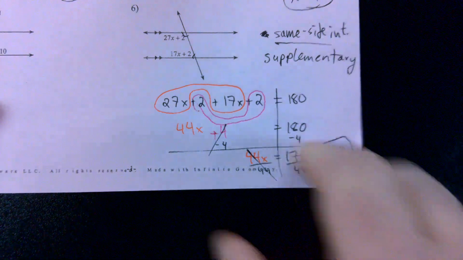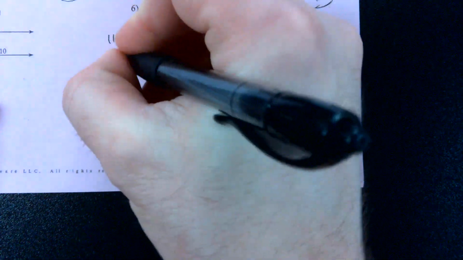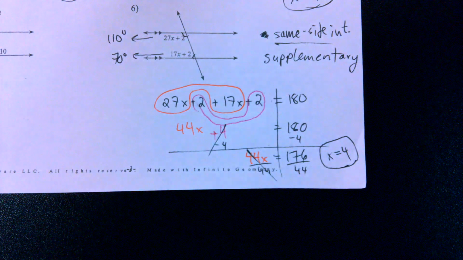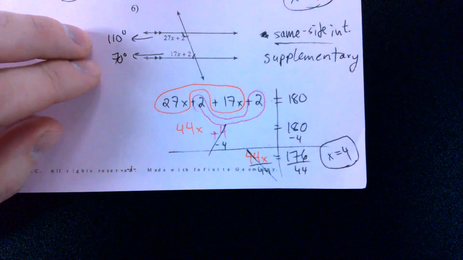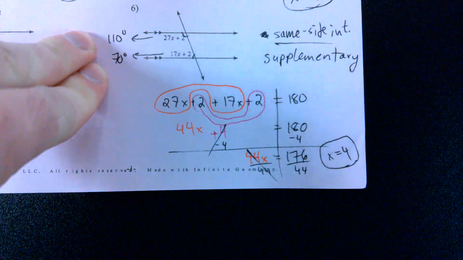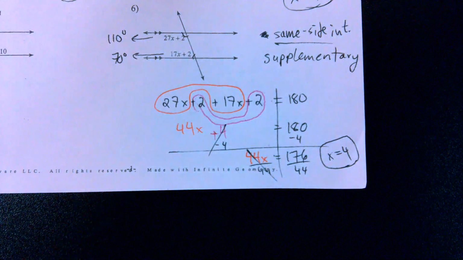If we were to plug x equals 4 into both of these expressions, this top one would give us 110 degrees, and this bottom one would give us 70 degrees. Do those two angle measures add to 180? 110 plus 70? Yeah, they sure do. So that verifies that our answer is correct, and this is a supplementary relationship. Questions on 6?